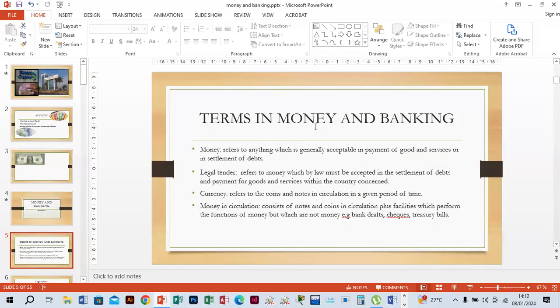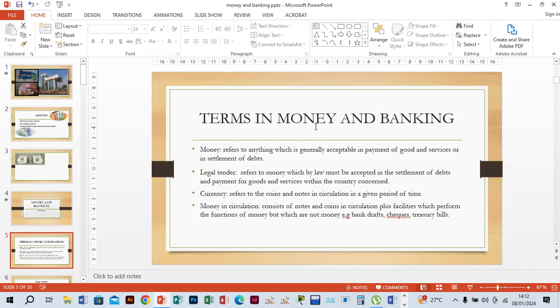Okay, today we're going to look at the most familiar topic about the concepts we use in our daily life, and that is money and banking. Most people, when we talk about money, refer to paper notes or coins, but actually money refers to anything which is generally acceptable in payment of goods and services or in payment of debts. When we're talking about money, we don't necessarily mean only the present form of money today, the notes or the coins. It could be an object as long as it's generally acceptable as a means of exchange or in settlement of debts.